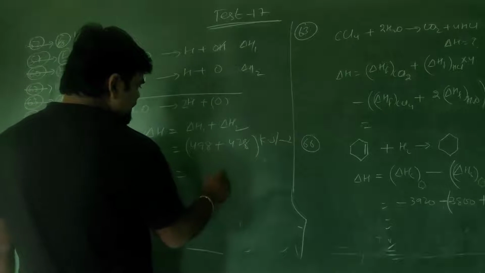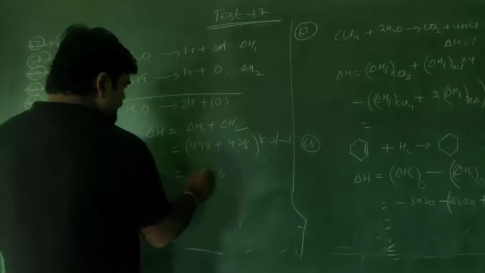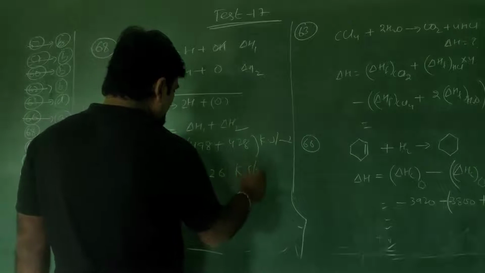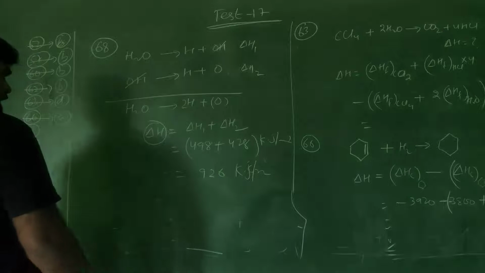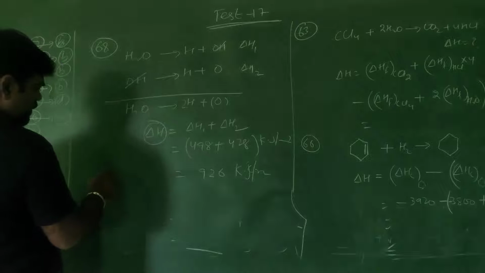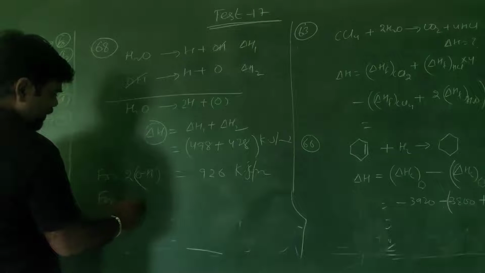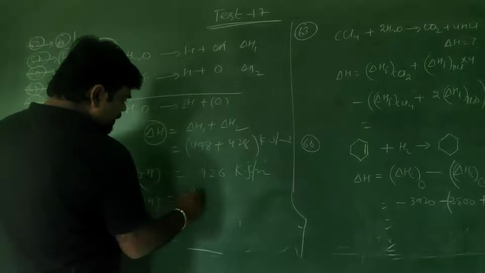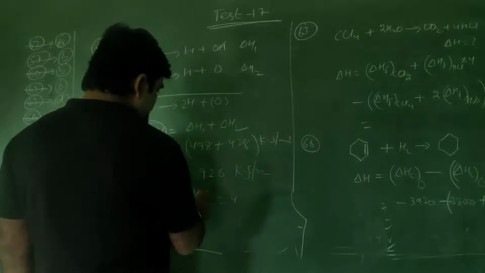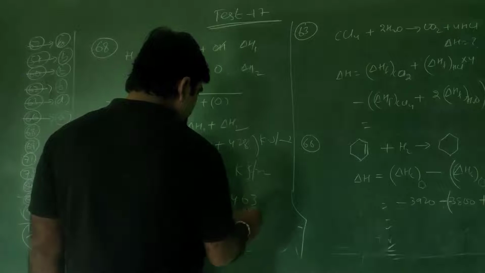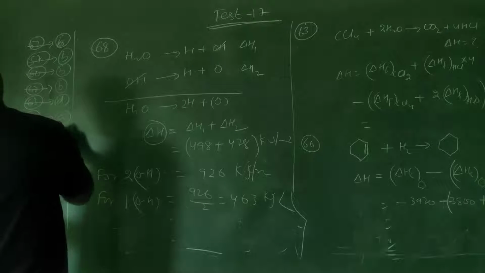This is equal to 926 kilojoule per mole. This is the enthalpy of cleavage of oxygen hydrogen bonds. There are 2 oxygen hydrogen bonds, so for 2 OH bonds this is the value. For 1 OH bond, this value will be 926 divided by 2, which is 463 kilojoule per mole. Where is the answer? It is given. So D. The answer to 68 is D.